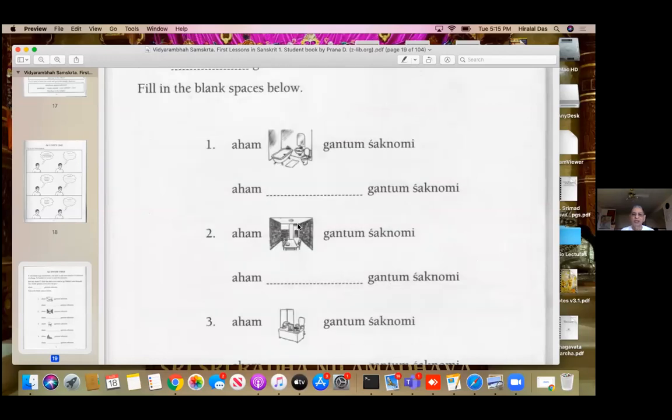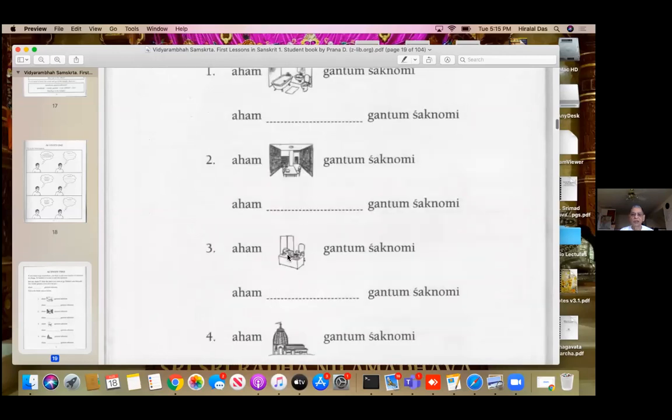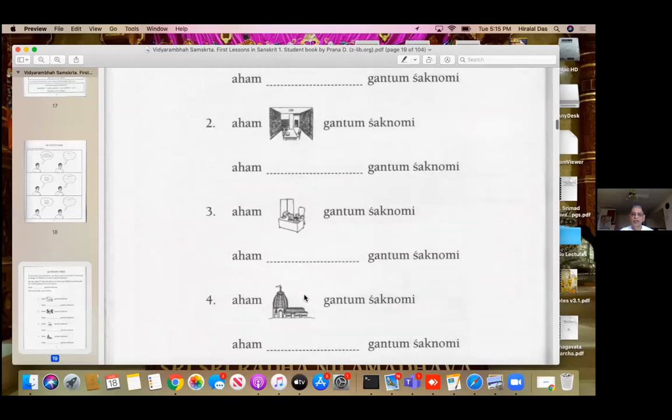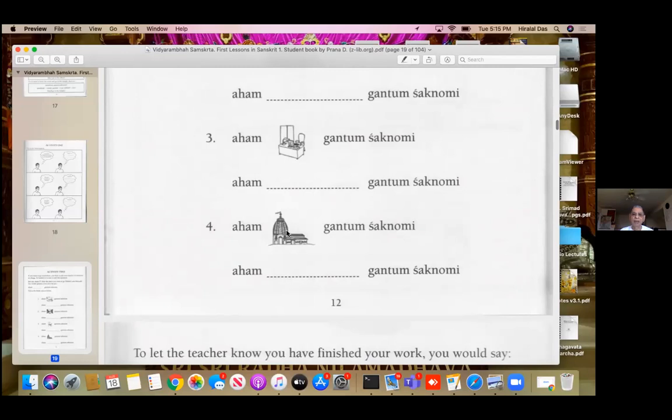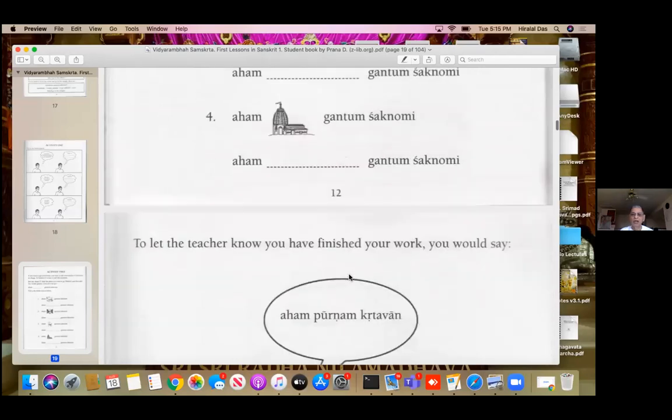Similarly, this looks like a library. So aham pustakalayam gantum saknomi va. The word for library is pustakalayam. Okay. Similarly, this looks like an office table, right? So you say aham karyalayam gantum saknomi va. So office in Sanskrit is karyalayam. Then temple. So temple in Sanskrit is called mandiram. Aham mandiram gantum saknomi va, like that.